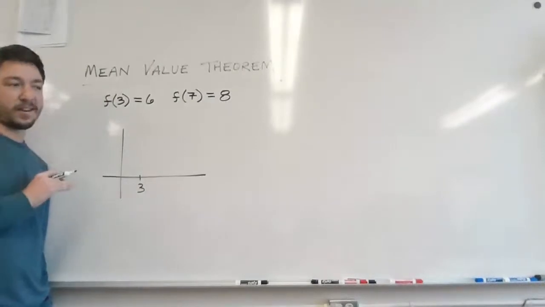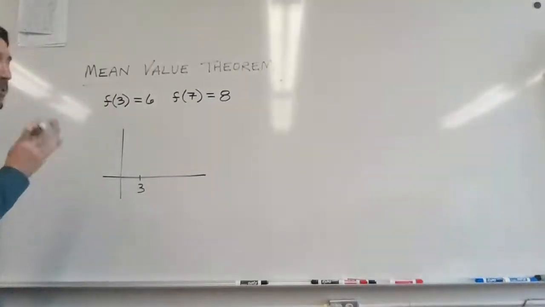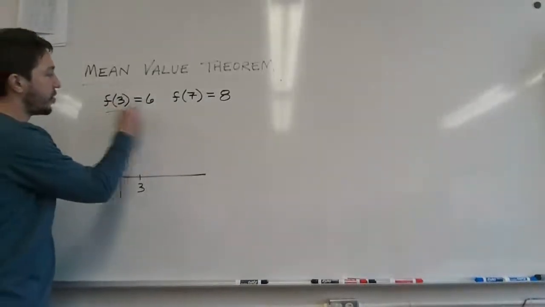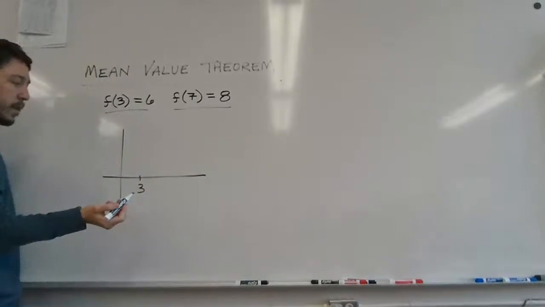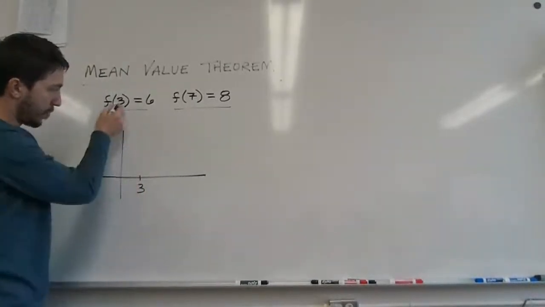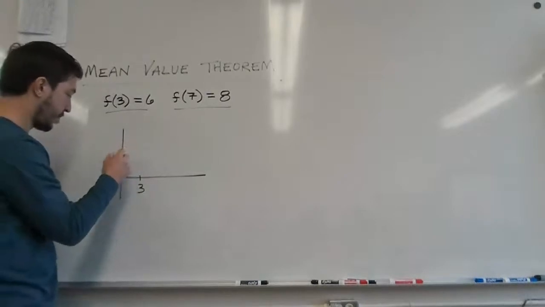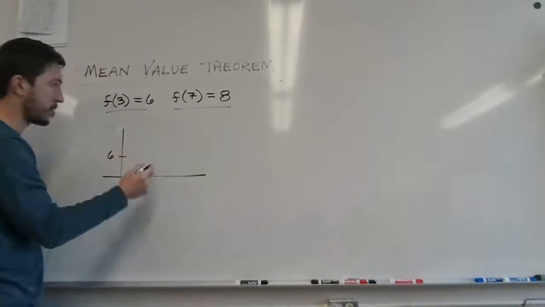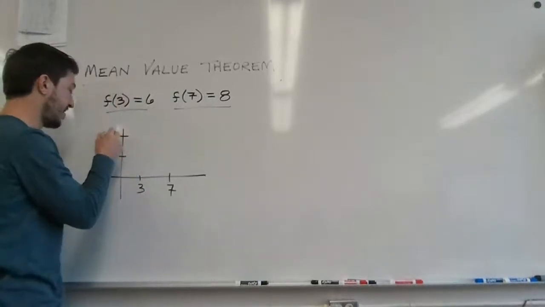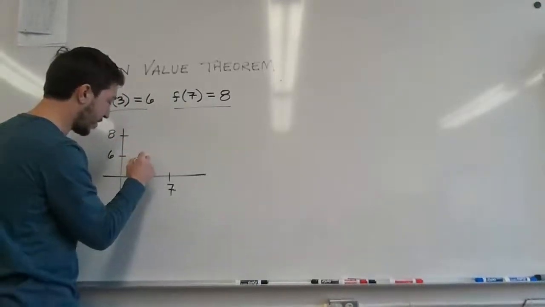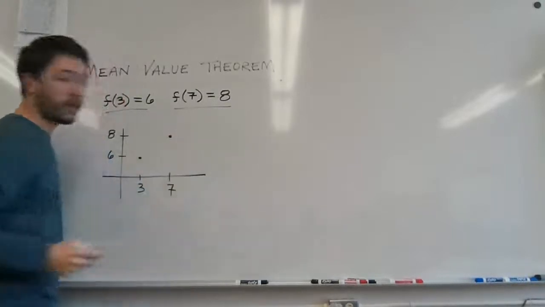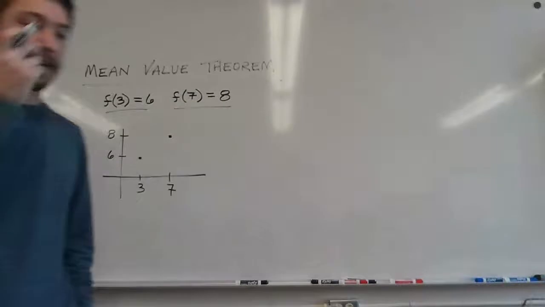The mean value theorem is actually a very intuitive theorem. So it says that let's say you have 2 points on a graph. Now it says that the point (3, 6) lives on our graph. I'm not going to draw it really to scale. All we know so far is that some function contains those 2 points.